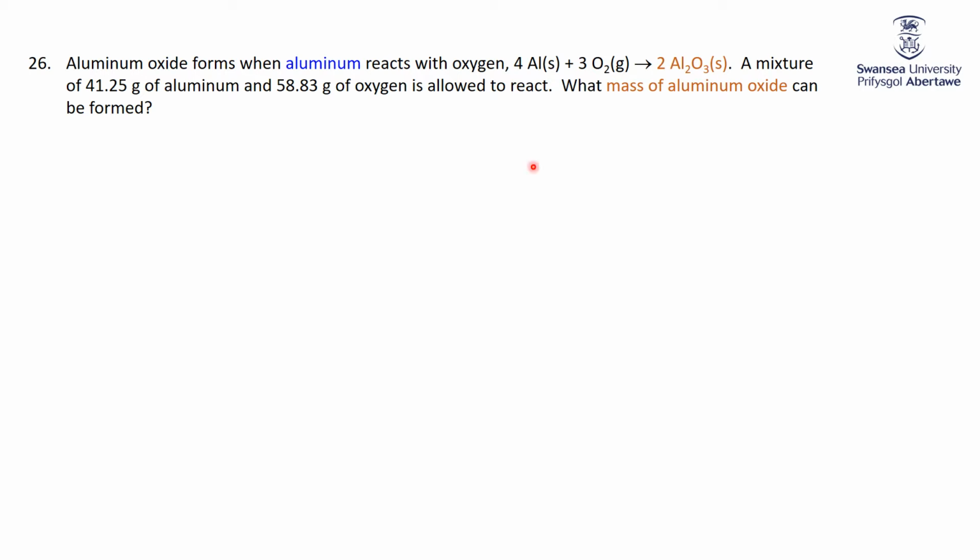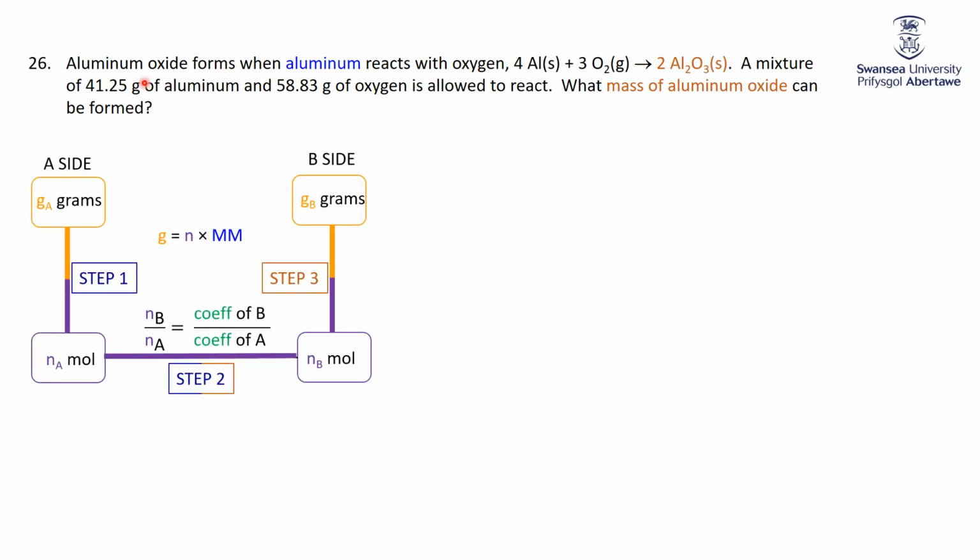So first question, aluminium oxide forms when aluminium reacts with oxygen, giving us Al2O3. A mixture of aluminium and oxygen is allowed to react. What mass of aluminium oxide can be formed? So it's a grams to grams type of situation. Always the grams wanted are Al2O3, so we can put that in there. However, we could think about starting with the aluminium, or we could think about starting with the oxygen. Which do we pick? Well, the answer is we have to do it twice.